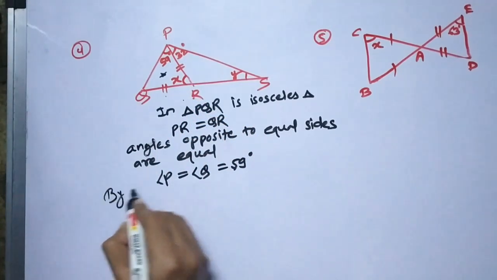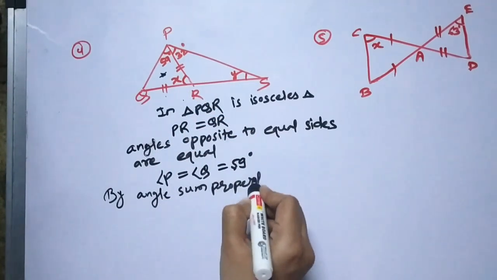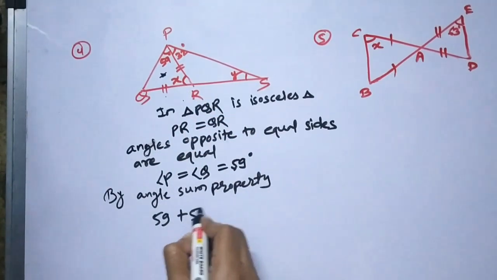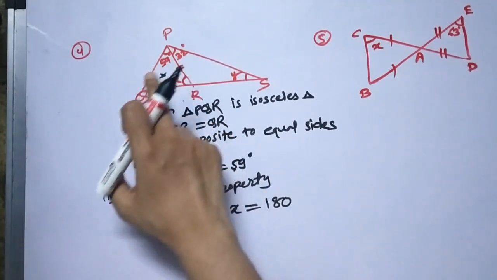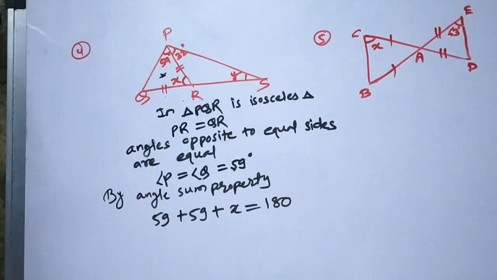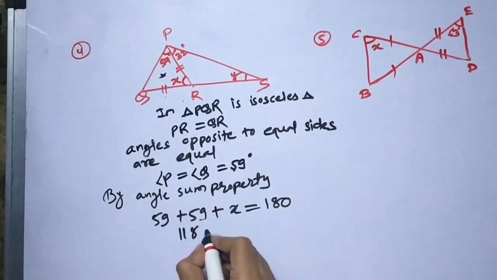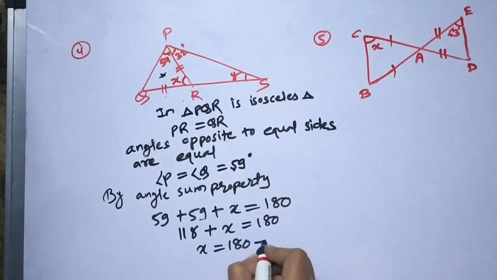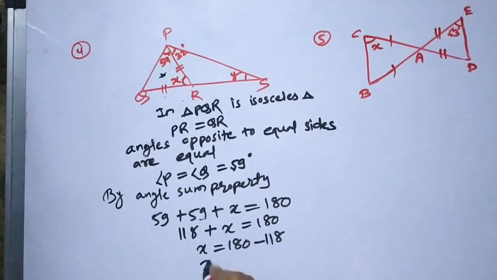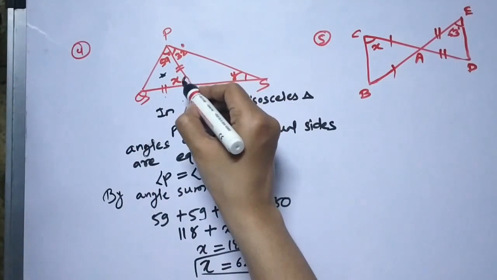So by angle sum property, you can write down 59 plus 59 plus X is going to be 180 degrees. This is 59, this is also 59, plus this angle R, that is X. So friends, here 59 plus 59 will get 118 plus X, which is equal to 180. So X is equal to 180 minus 118. So X we will get here just 62 degrees. So X is what? 62 degrees.